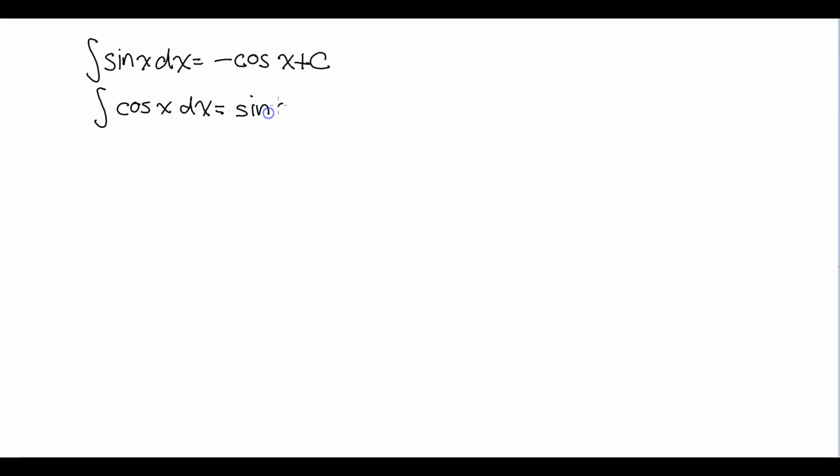If you remember the trig functions, for the integral of sine of x dx, what function can you take the derivative of to get sine of x? It's not cosine of x, since the derivative of sine of x is cosine of x. It's negative cosine of x plus c. If you take the derivative of this, you get sine of x. You can do the same thing for cosine of x. The function which has a derivative of cosine of x is sine of x plus c.